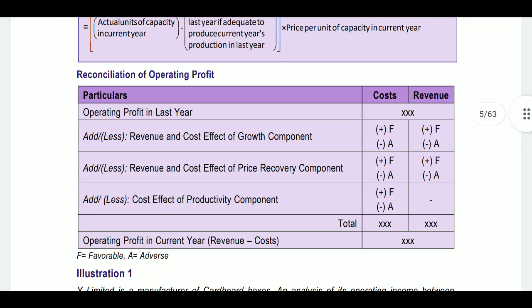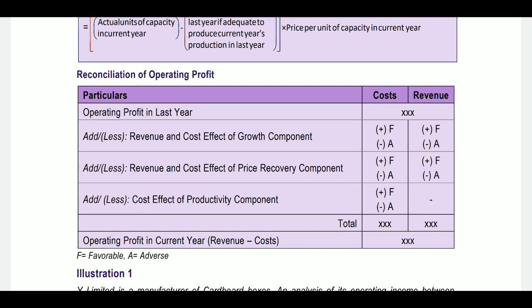Next, they provided one reconciliation of operating profit. How may we reconcile? First, we will take the opening profit of last year. For that, cost and revenue will be added or deducted, that is, add or less the revenue and cost effect of growth components. If it is favorable, add. If it is adverse, negative. And revenue will be the same. If it is favorable, it will be added.